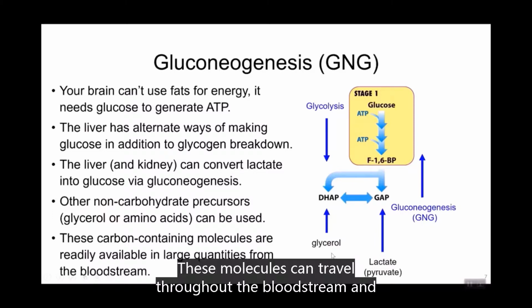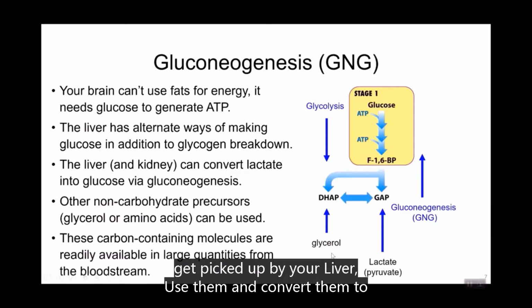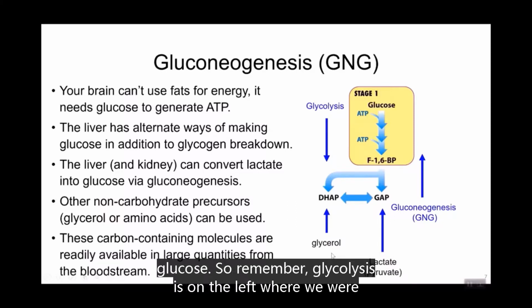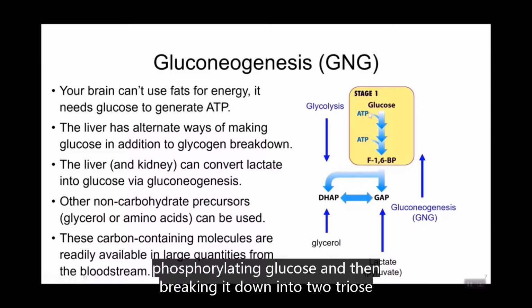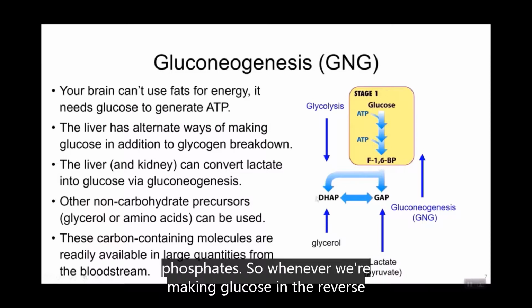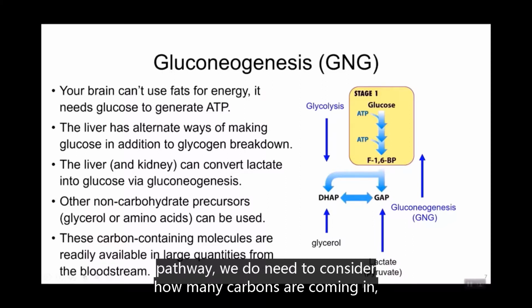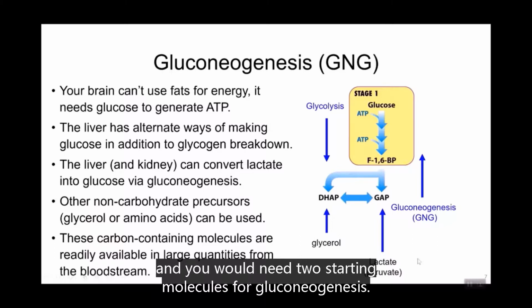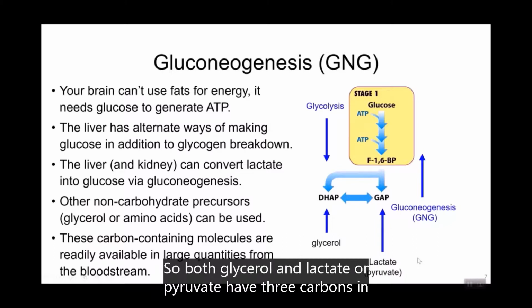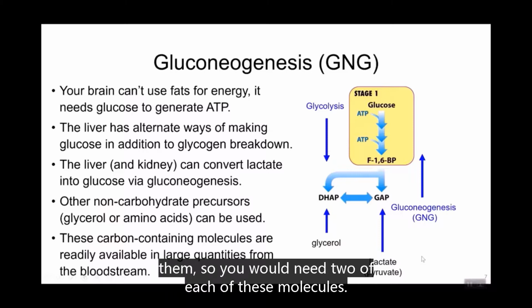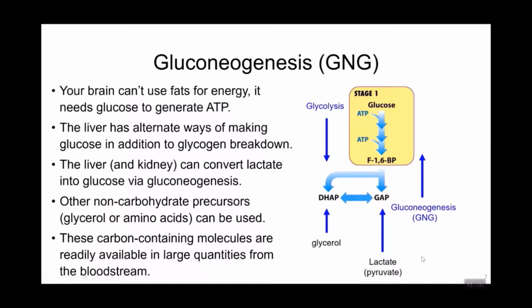These molecules can travel throughout the bloodstream and get picked up by your liver to use them and convert them to glucose. So remember, glycolysis is on the left, where we were phosphorylating glucose and then breaking it down into 2 triose phosphates. So whenever we're making glucose in the reverse pathway, we do need to consider how many carbons are coming in. And you would need 2 starting molecules for gluconeogenesis. So both glycerol and lactate or pyruvate have 3 carbons in them, so you would need 2 of each of these molecules.